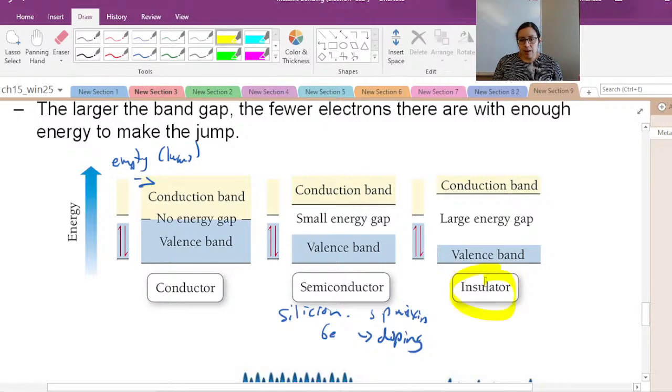And then an insulator obviously has such a large energy gap that none of these electrons can ever jump to our LUMO, or as redefined in here, our conduction band.